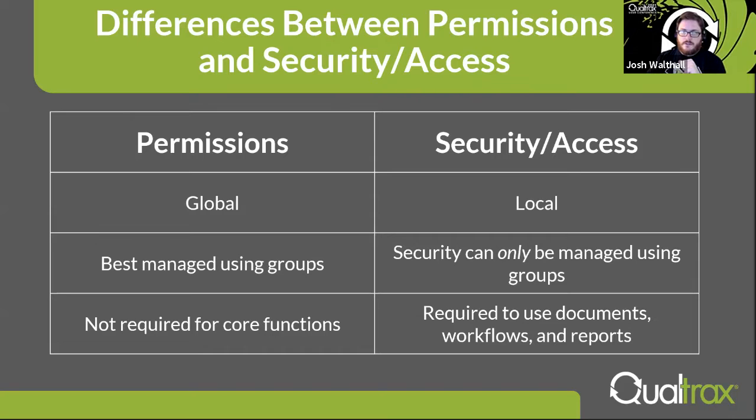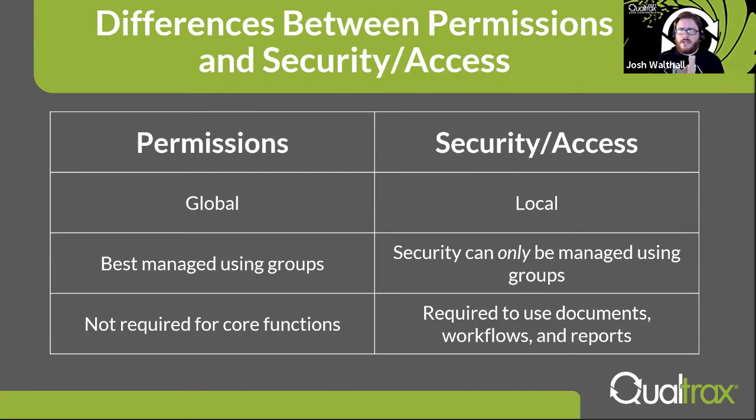And then the last difference I'll highlight here is that permissions aren't required to perform the core functions of Qualtrics, whereas local settings are required to interact with and perform functions on those areas in the system that those settings are local to. So all the basic functions in Qualtrics can be done by a user without any permissions if the security and other settings local to that item are configured appropriately.